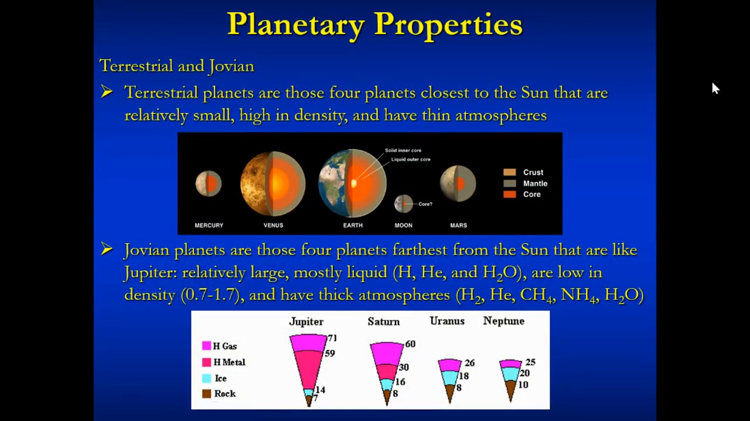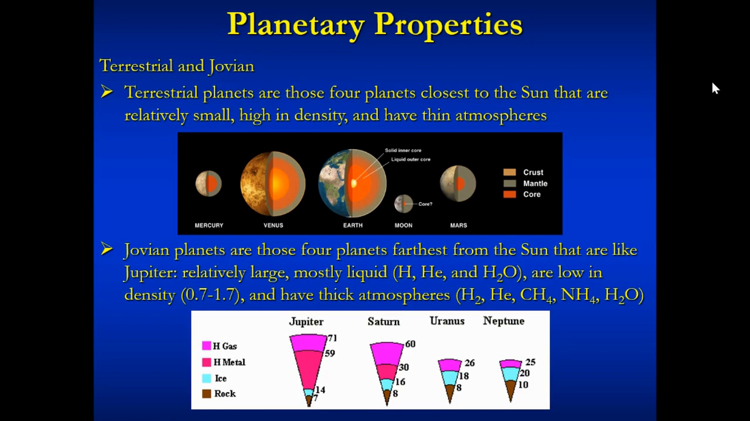In general, when we talk about planetary properties, it's good to note that there are two types of planets, terrestrial and Jovian. The word terra means Earth, so the terrestrial planets are the Earth-like planets. They're the four planets closest to the sun, and of course, they're rocky, so they are relatively small and high in density. Because they're small, they have thin atmospheres. Typically, small gravity things have thin atmospheres. We'll talk more about that when we look at planetary atmospheres.